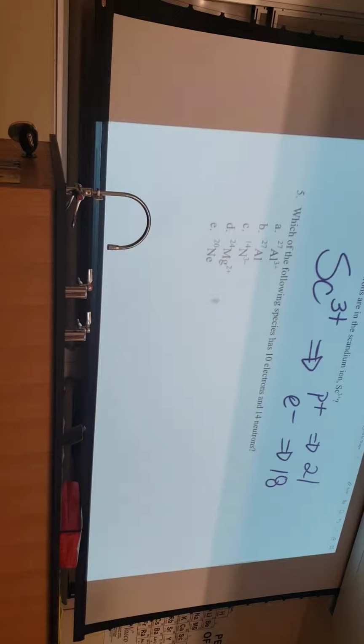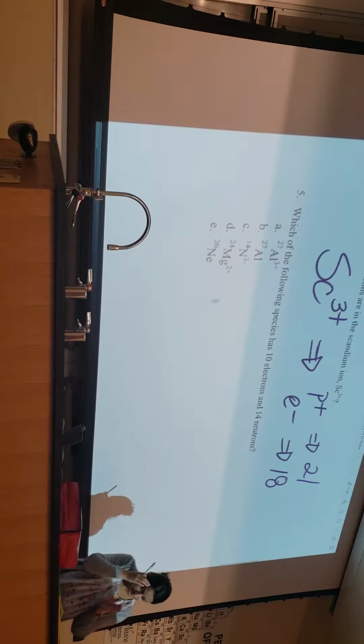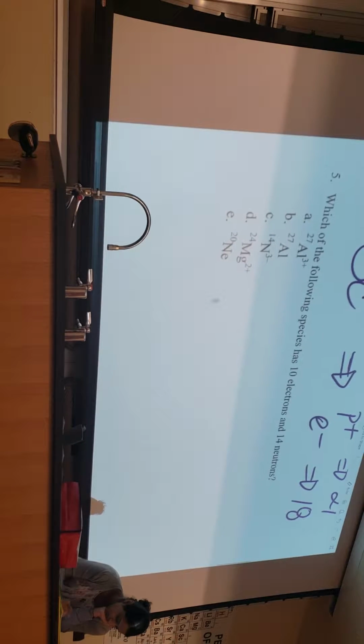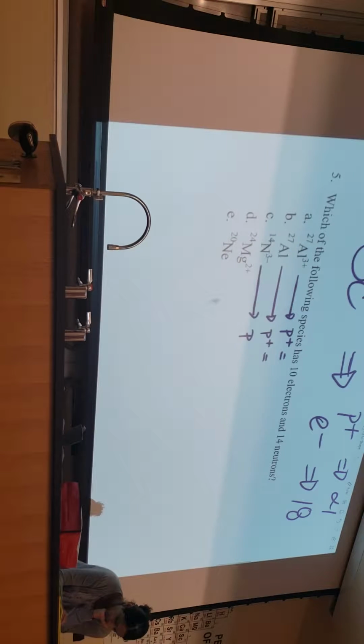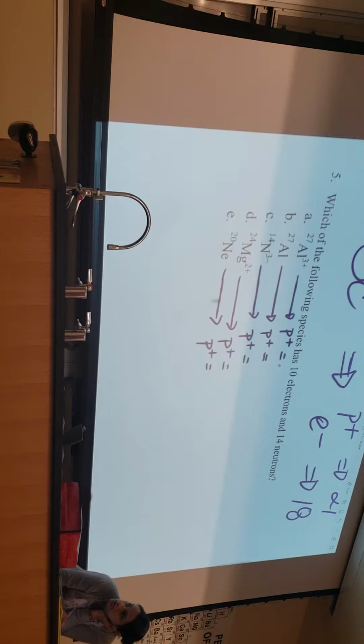Okay, the next one, you have to find the species with 10 electrons and 14 neutrons. So let's see if you're able to figure this one out. It's A. Since the very first one, it was pretty obvious. The first one's 13, the second one's 13, the third one's 7, the D is 12, and E is 10.